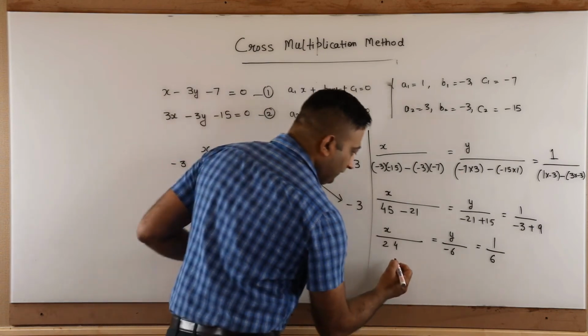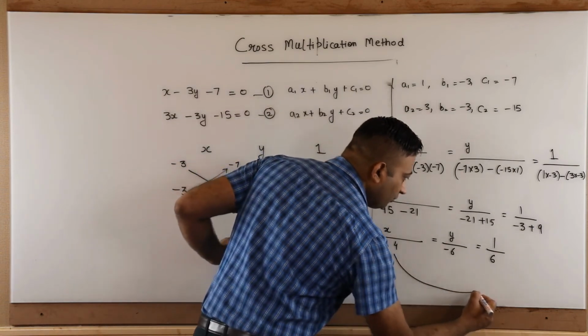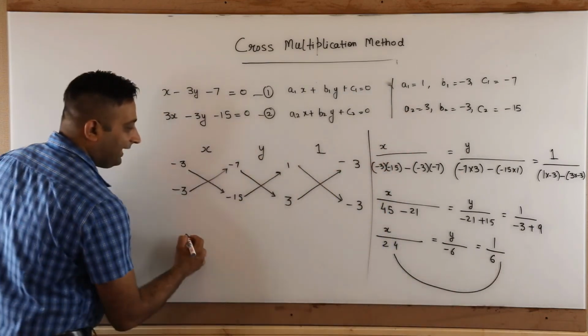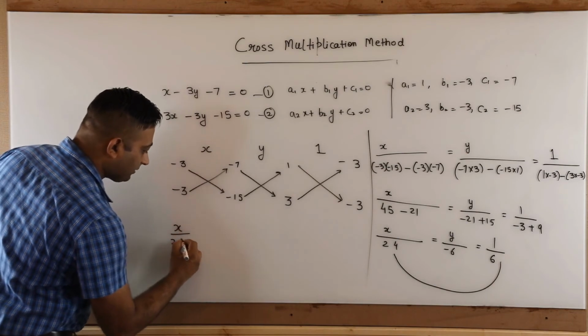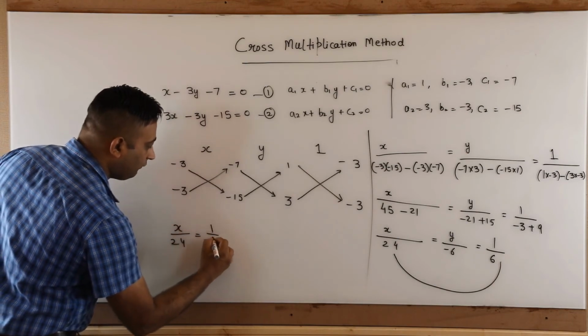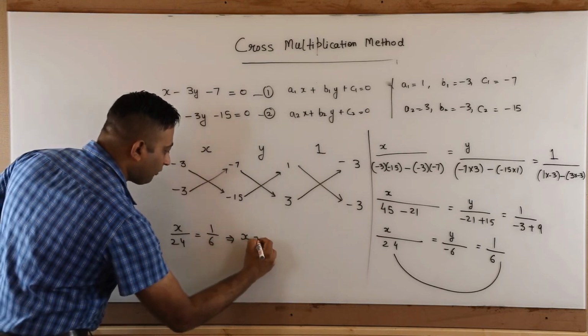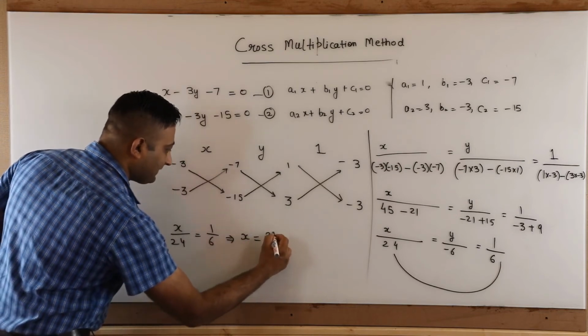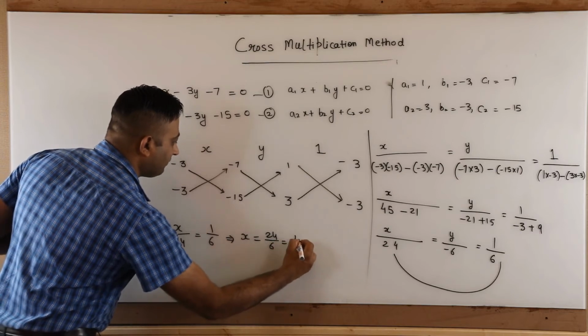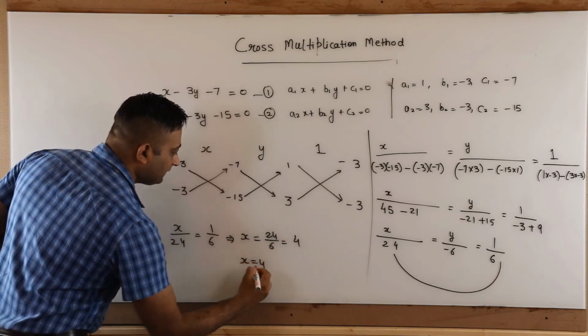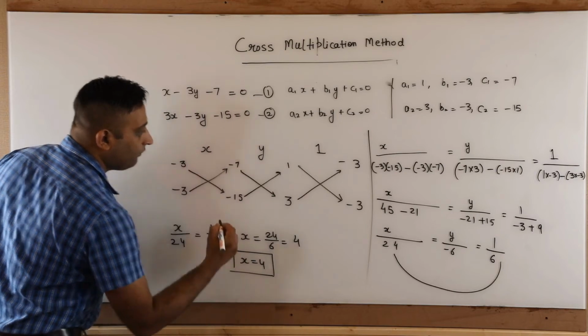Now we will take these two equalities and equate them. x by 24 is equal to 1 by 6. Now we will get the value of x by cross multiplying these values. x equal to 24 by 6, which is equal to 4. So we got the result that x equal to 4.